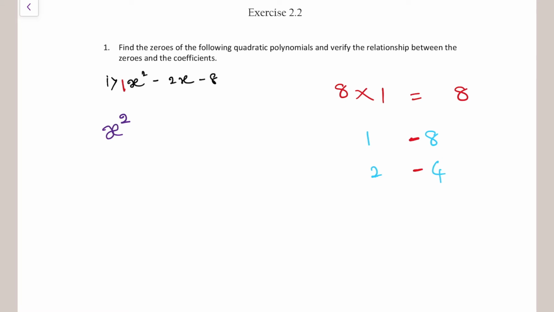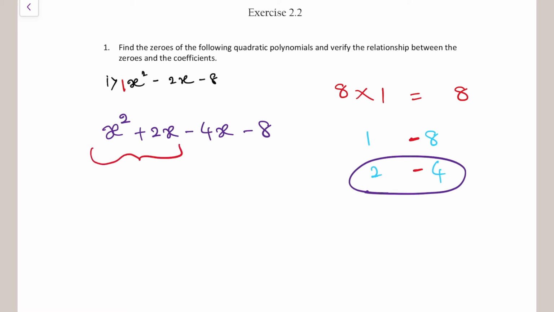Okay, now the first term x square as it is. The second term, minus 2x, we need to replace with this pair: plus 2x minus 4x, and minus 8 as it is. Now from the first term and the second term we can take x common. If we take x common, then we write x plus 2 in the bracket. So x into x is x square and x into 2 is 2x.